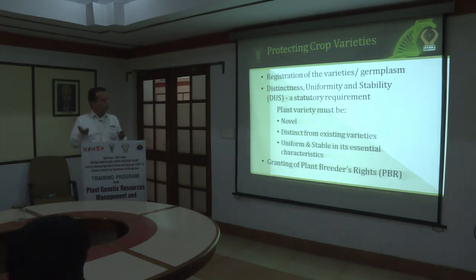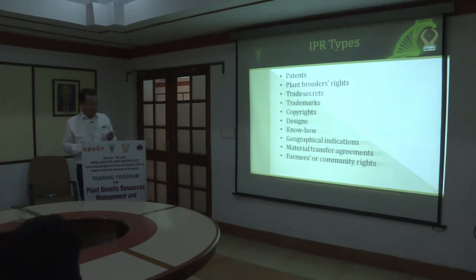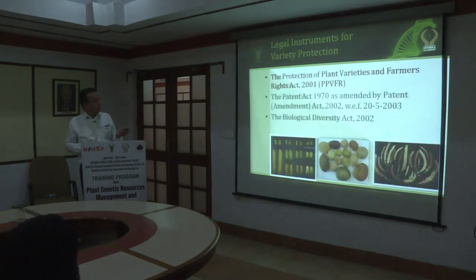Other methods of protection are granting of plant breeders' rights. But in India, we have a very unique system, that is the Protection of Plant Varieties and Farmers' Rights Act. So these are different types of IPRs. I'm not going into the details of these. But we have a legal instrument in our country for providing protection to the plant varieties. We have legislations in place: the Patents Act 1970, the Biological Diversity Act 2002. But as far as protection of varieties is concerned, that is the Protection of Plant Varieties and Farmers' Rights Act 2001. Under the purview of this act, everything related to protection of those varieties comes into place.